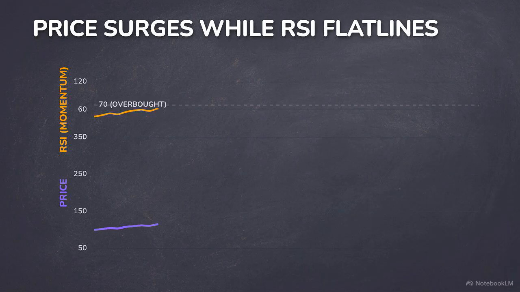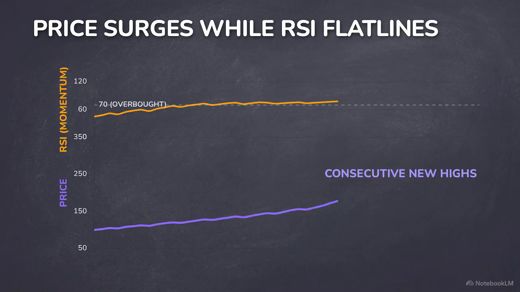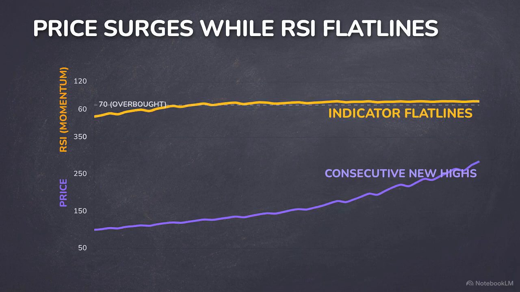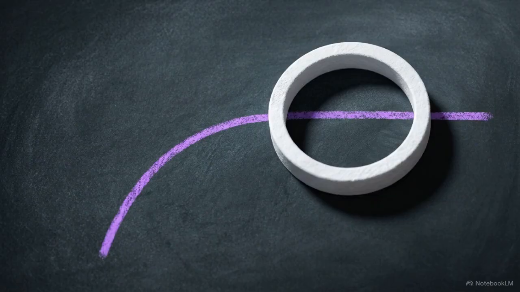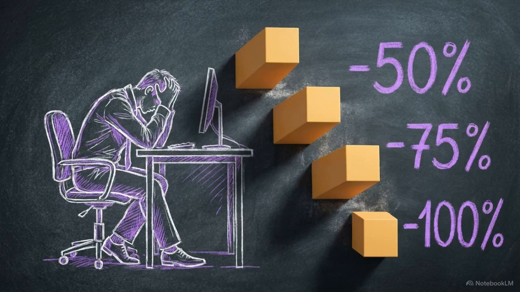However, in a strong primary trend, price often continues to surge to consecutive new highs, while the RSI indicator stays pinned or flatlines near the top of the scale. This is the flattening of the curve. Traders who short the market solely because the RSI hits 70 frequently watch the price climb for weeks while their positions move into deep deficit.